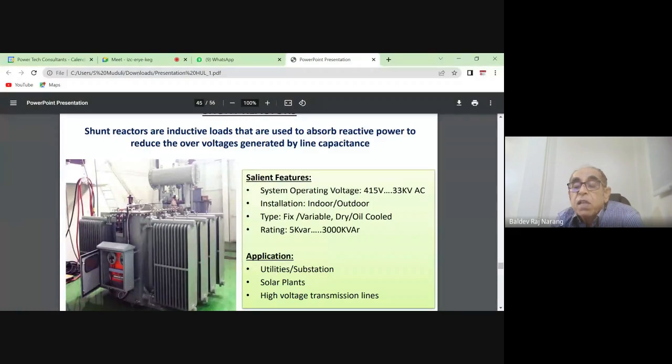The problem was that their line was very long, about 27 kilometers, from where they were getting the supply. The line capacitance was about 1200 kVA. And the load shutdown means there is no load, so the power factor was increasing. To compensate for that, the shunt reactors were given.